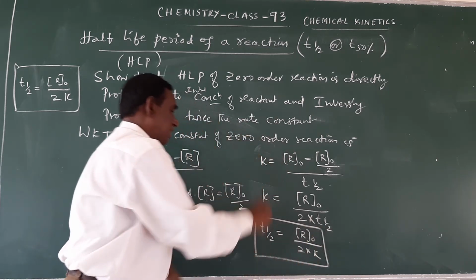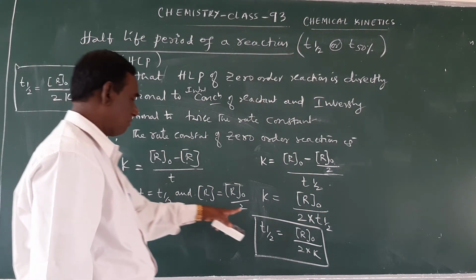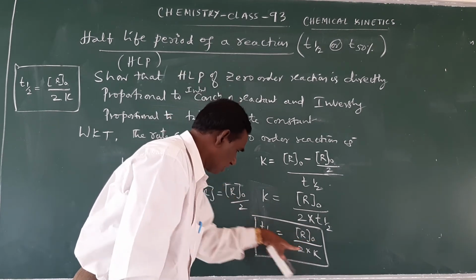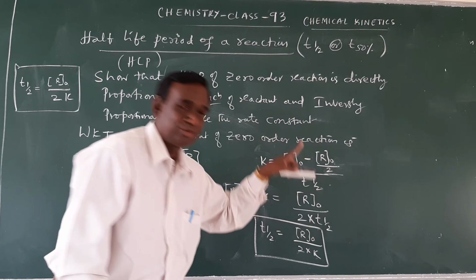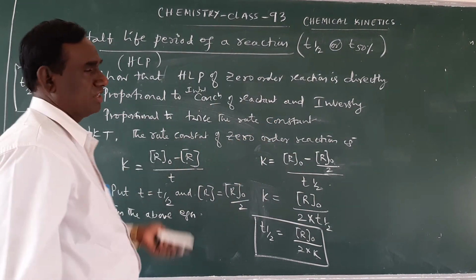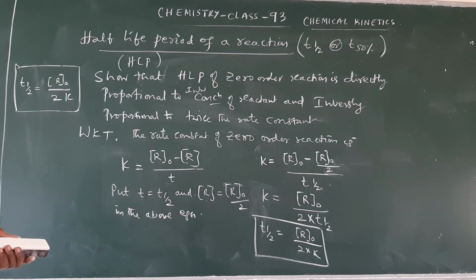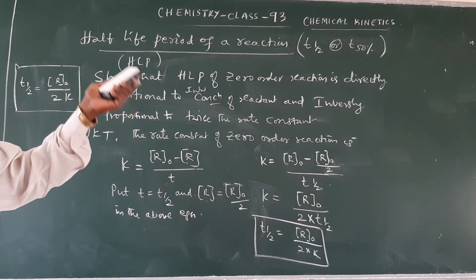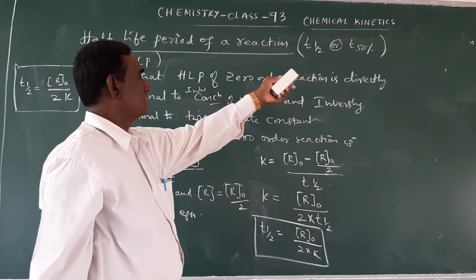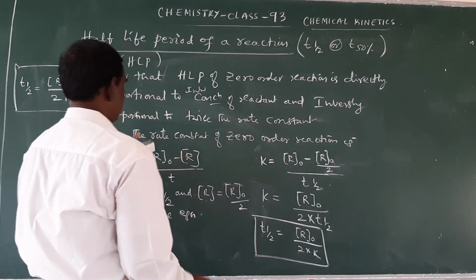So this is how we can derive an equation for the half-life of zero order reaction. That is, the half-life of zero order reaction is directly proportional to the concentration of the reactant and inversely proportional to twice the rate constant K. So that is how we can derive one equation for the half-life period of a zero order reaction. Show that the half-life period of zero order reaction is directly proportional to the initial concentration of the reactant and inversely proportional to twice the rate constant.